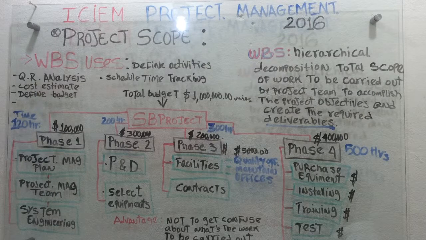The main use of the work breakdown structure is to define the activities. That is the first step. We define with our team members what the activities of the new project to be carried out are. Then we define the schedule time to have tracking during the project. We can define the time by phase, or by deliverable, or activities.